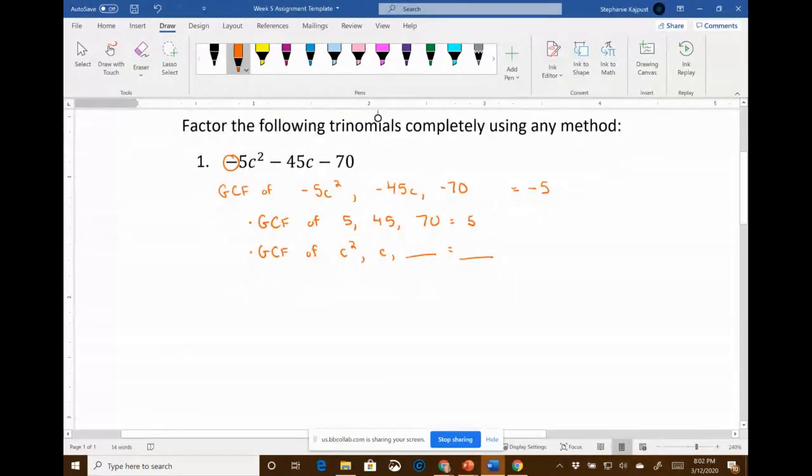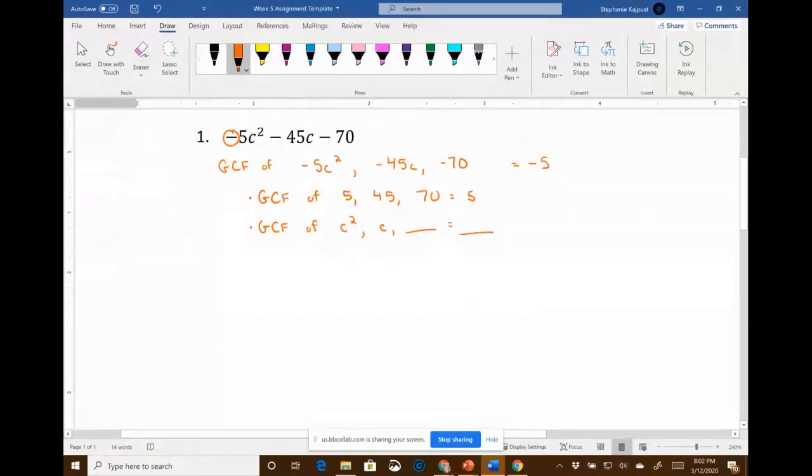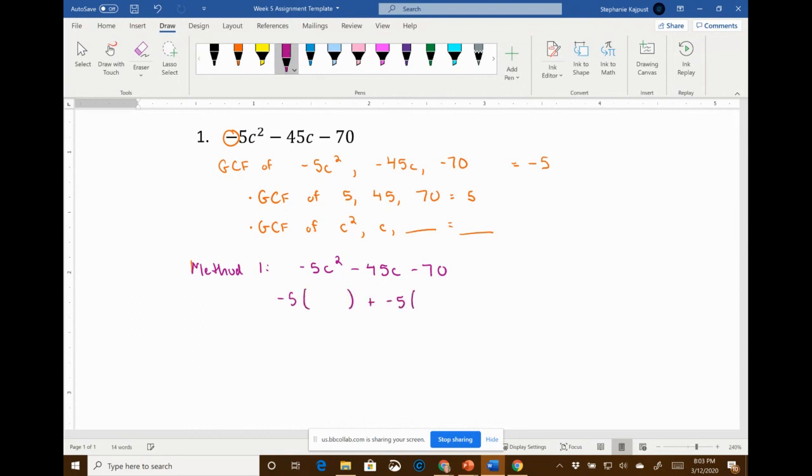So I'll do this with method 1 just for a change, since I did the others with method 2. With method 1, we have our GCF, which is negative 5. I'm going to rewrite these, and we want to rewrite each of these so that you have a negative 5 in front, and then you have to fill in the blanks.